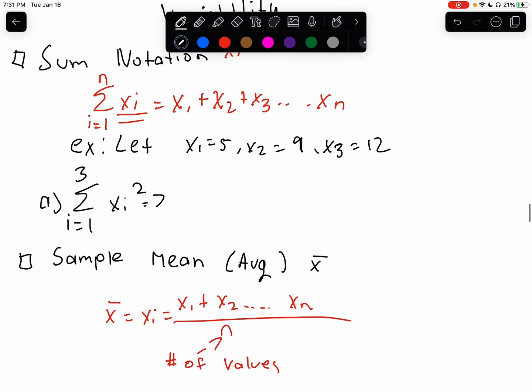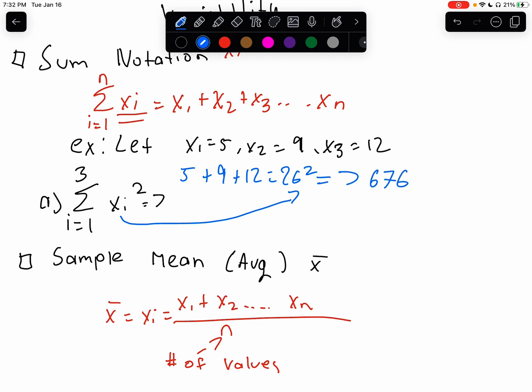So for example, let's say we have x values of 5, 9, and 12. But here's the problem with this one. Our sum value is squared. So what we're going to do, every time we do math, we add first. So 5 plus 9 plus 12, which if we pull out our calculator, will equal 26. But now we have to square 26 due to our value. So now 26 squared equals 676. So that's our answer for our sum notation.